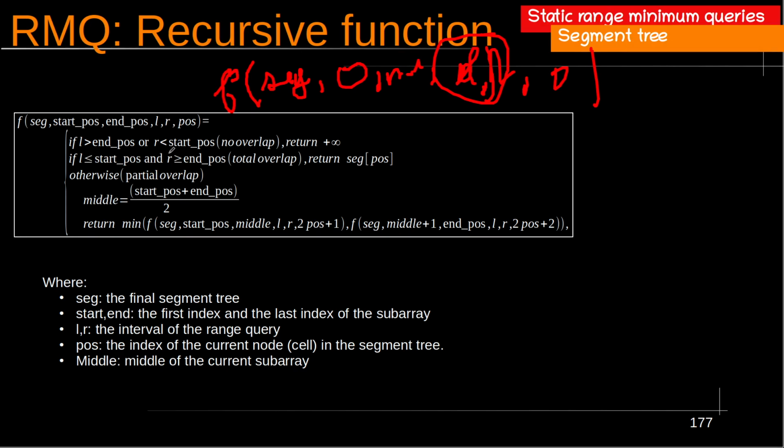If there is a total overlap, we return that value. Otherwise, we compute the middle, and we go left and we go right, and we check the minimum between the left and the right. We return the minimum between the left subtree and the right subtree. Okay.